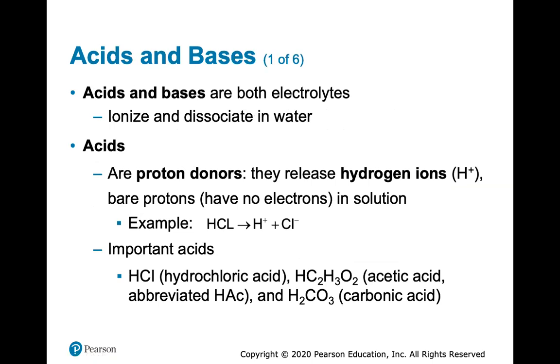Acids and bases are both electrolytes, so that means they will ionize or have a charge and dissociate in water. We often call acids proton donors because they will release their hydrogen ions. Acids will have a lot of hydrogen ions, and we often call a hydrogen ion a proton. So that's why we say acids are proton donors. They release hydrogen ions. An example is hydrochloric acid, and it will release its hydrogen and a chloride ion.